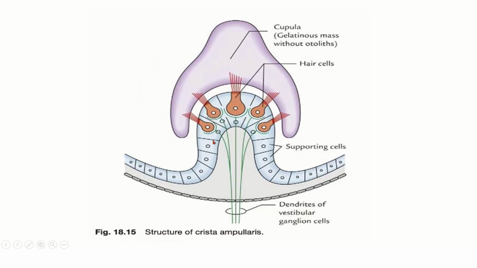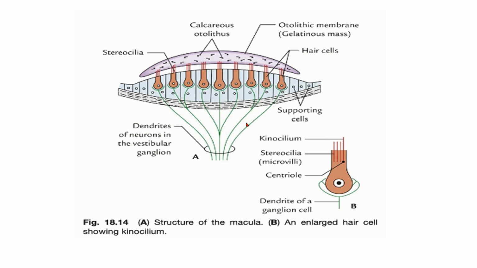Now when you come to the structure of the crista ampullaris, it is curved because it deals with angular acceleration and it also deals with kinetic equilibrium. You can see here the cupula. There are no otoliths in this. The cupula is a gelatinous mass without otoliths. You can see these are the hair cells, these are the supporting cells, and the dendrites of the vestibular ganglia. So this is the crista ampullaris in the semicircular ducts, and this is the macula in the utricle and saccule.